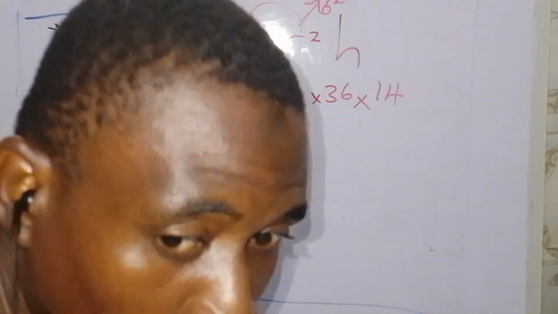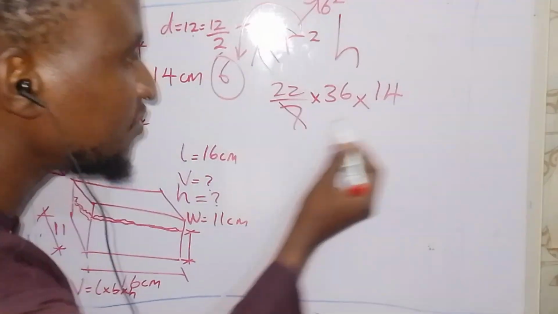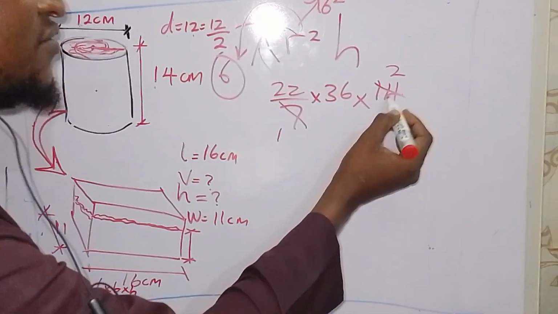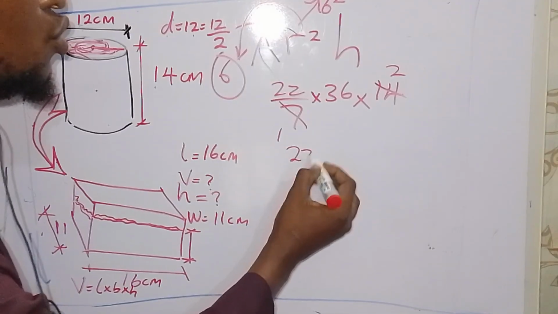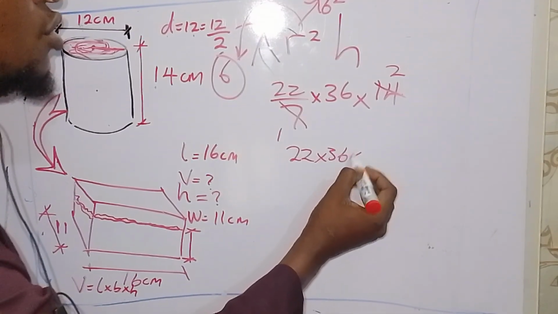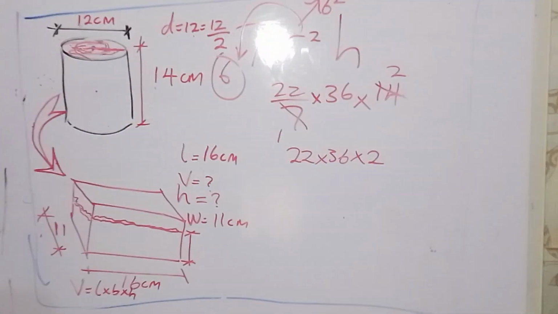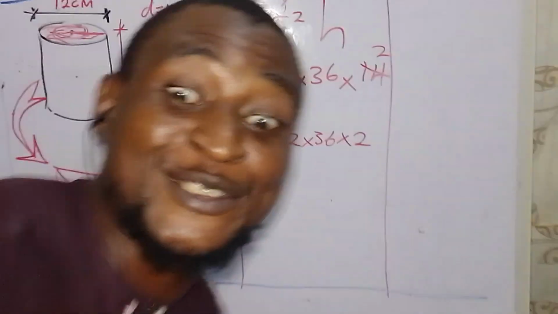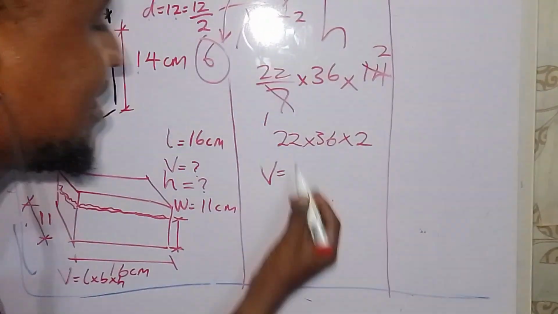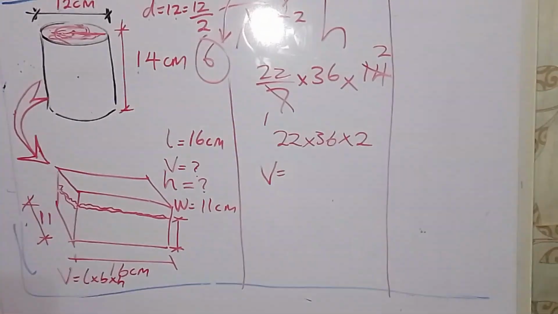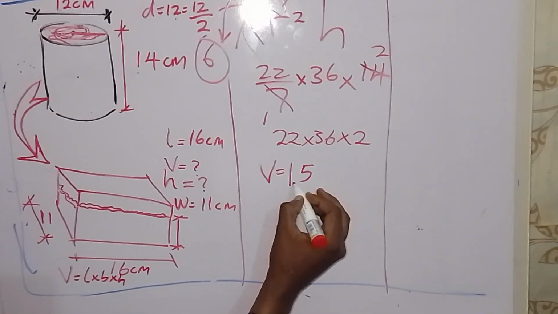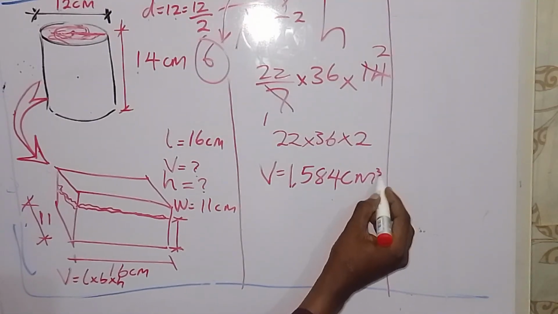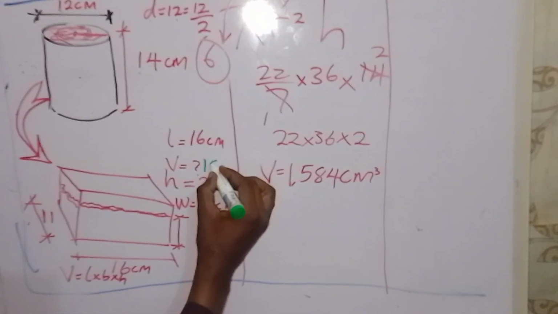So from here, what do you do? Cancel through. 7 into 14 is twice. 7 here, 1, 7, 14, 2. And then you're left with 22 times 36 times 2. Multiplying all through, what do you get? So our volume here is 1,584 centimeter cube. So now you can find your height.